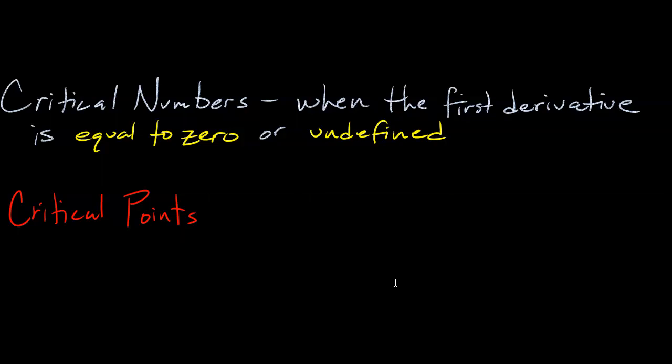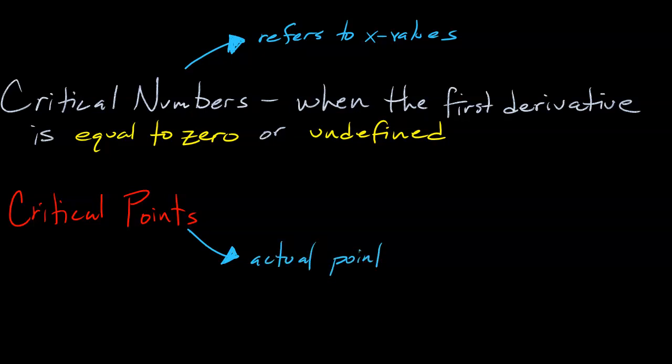Underneath, I wrote critical points. So I don't like how Khan Academy uses these two words interchangeably a little bit, because I think the title of their section is critical points. But there's a big difference, okay? I mean, it's an obvious difference, but still, if you see the term critical numbers, it refers to x values, like x equals 3, x equals 4. Critical points refers to the actual point on the graph. So on the AP test, these two things are different, and so you have to answer them differently.